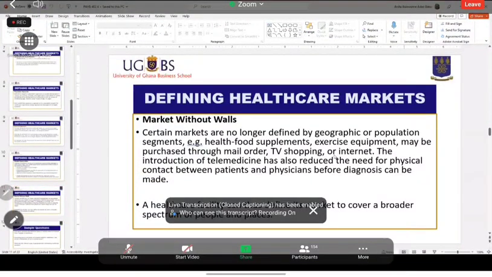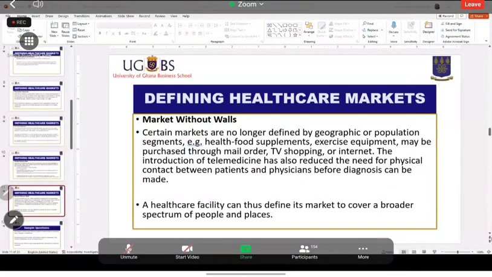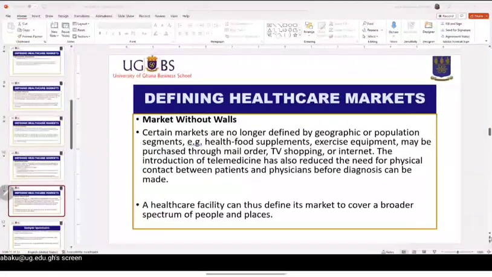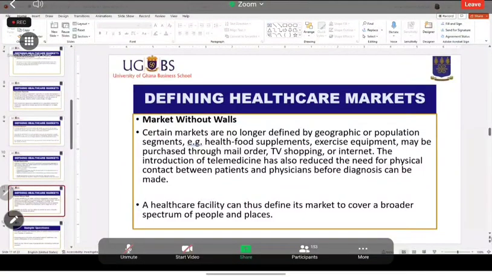Then we also have markets without walls, and these days it is very common to have markets without walls. People no longer define market by geographical location or segment, but by the ability to meet different needs. We have the print and electronic media. And so anywhere you can buy any health product from any part of the world and it can be delivered to your doorstep these days.